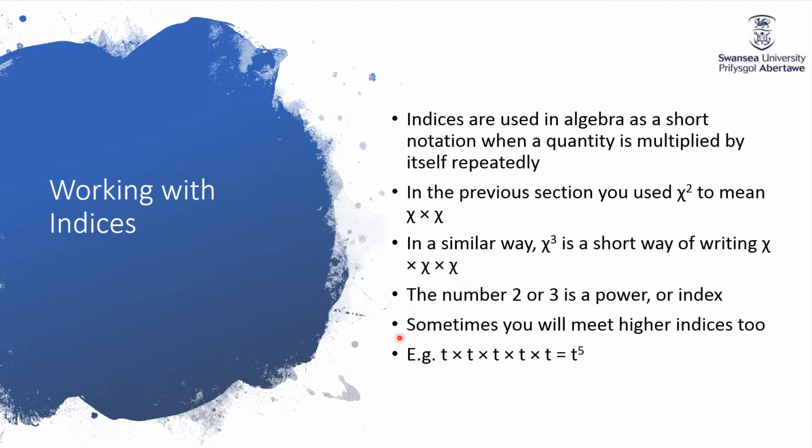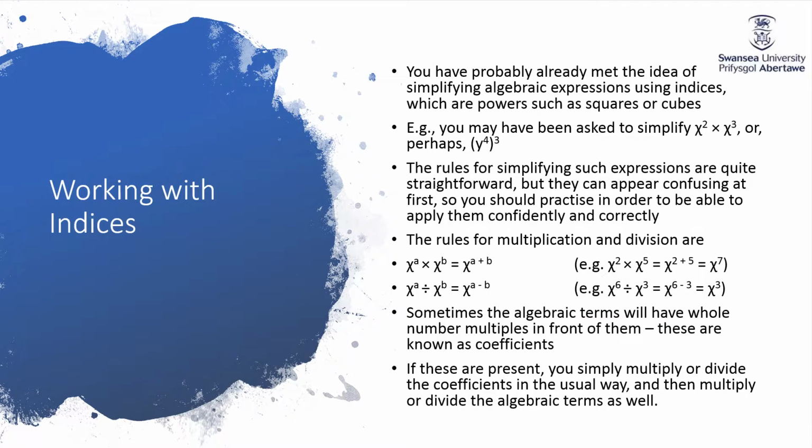Sometimes you will meet higher indices too. So here's an example of t by t by t by t by t, which is t to the power of 5. All I mean here by higher indices are numbers higher than 3. You have probably already met the idea of simplifying algebraic expressions using indices, which are powers such as squares or cubes, as we discussed before.